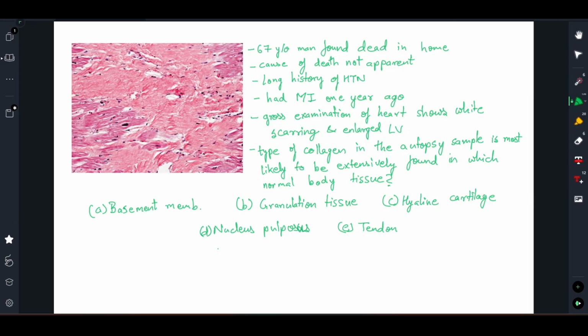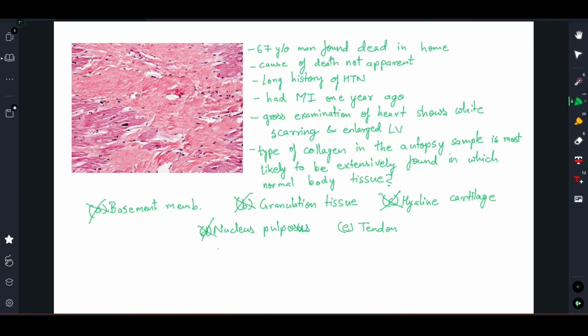As we discussed, granulation tissue has type 3 collagen, so this gets ruled out. If it would be somewhere between 2 weeks to 2 months, we would think about granulation tissue, but not in this case. Basement membrane has type 4 collagen, so this also gets ruled out. Now hyaline cartilage and nucleus pulposus, these two have type 2 collagen in abundance, so they too get ruled out.